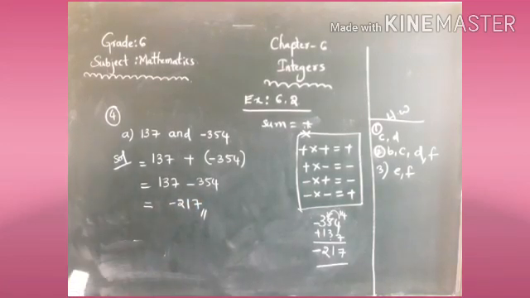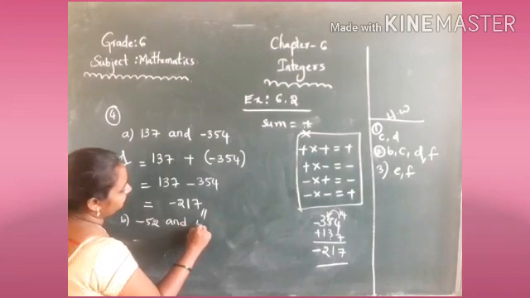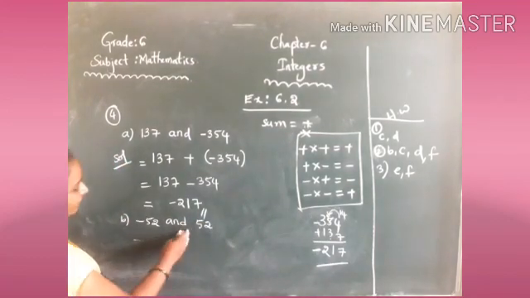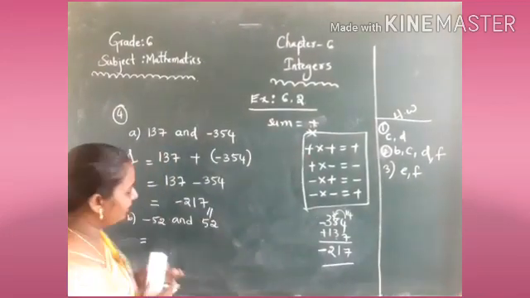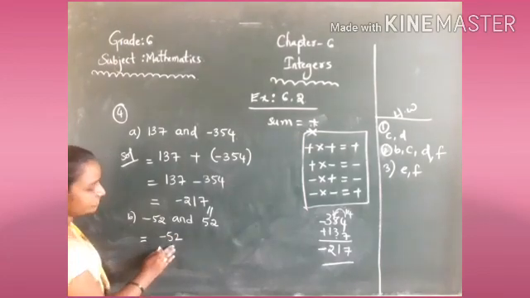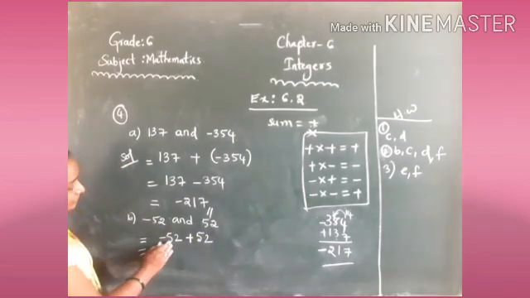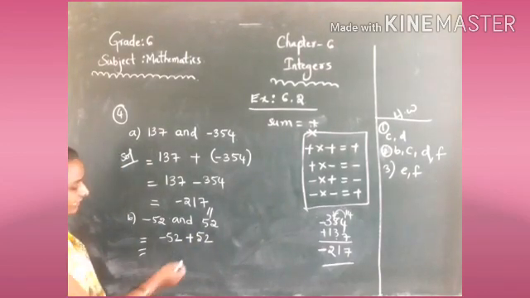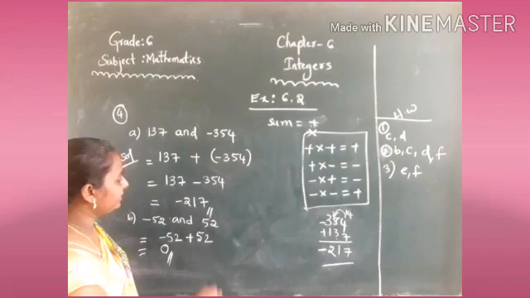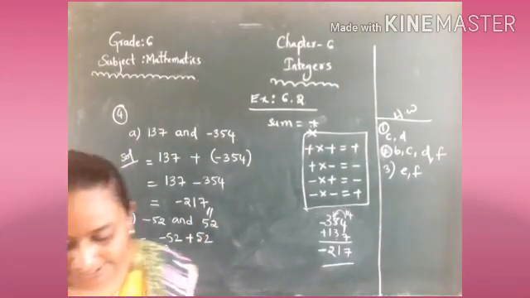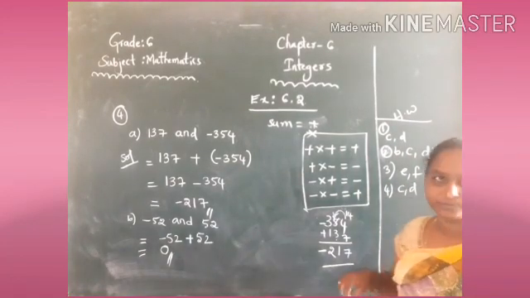Right. Next, minus 52 and 52. Okay, minus 52 and 52. So we have to do here sum. Sum means addition. Here minus 52, addition symbol is yes, plus 52. Minus 52 plus 52. Okay, it gives yes, 0. Okay now children, is it clear? Right. So next here C and D we have to do. The fourth one C D problem is homework.